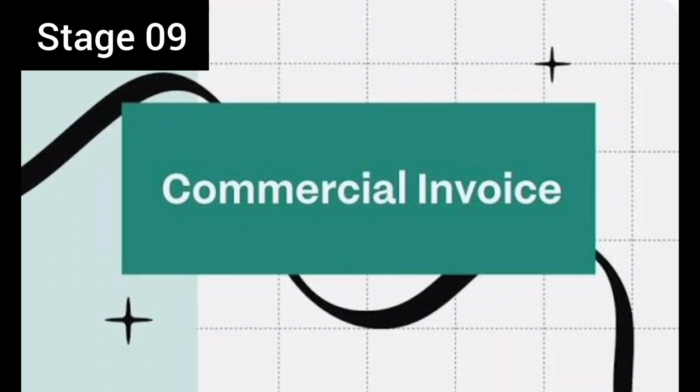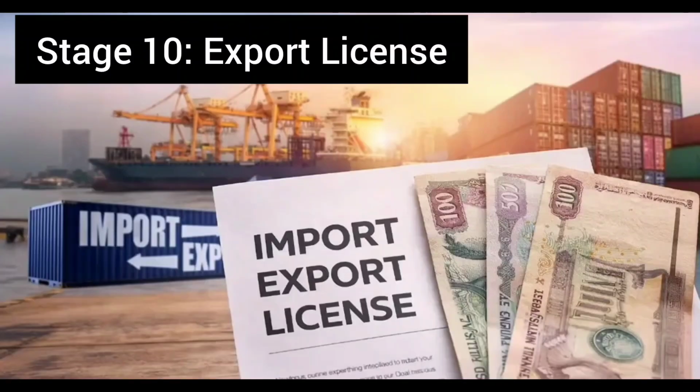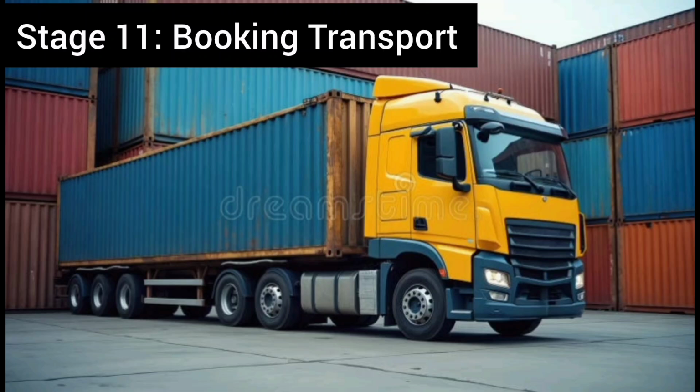Then stage 10 is the export license. Although it is not required for every item, and in our case for cameras it is not required, some materials do require an export permit or export license, like pharmaceutical, military and chemical items. After making the export license, if it was required, our seller will book the transport.